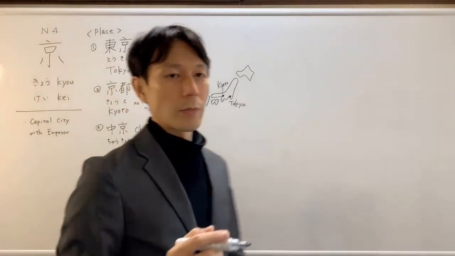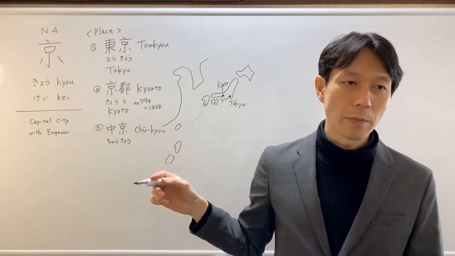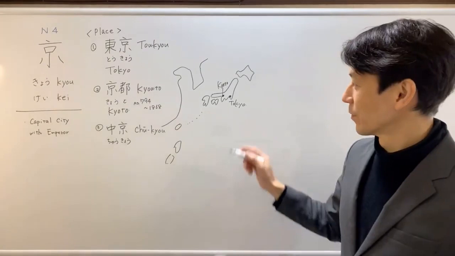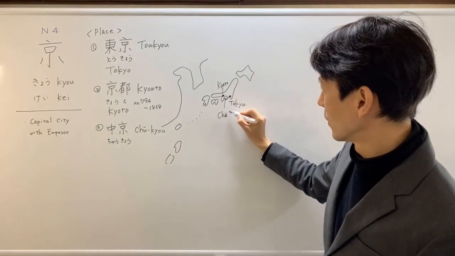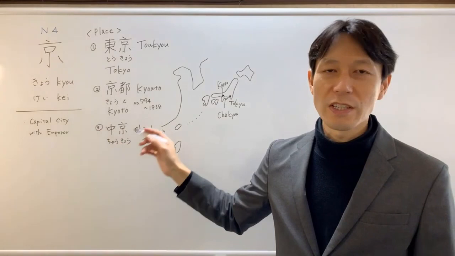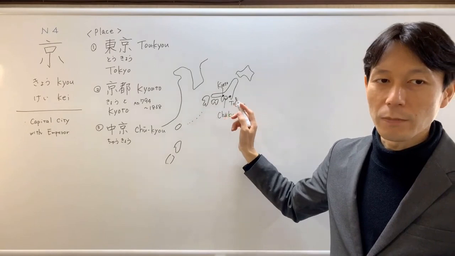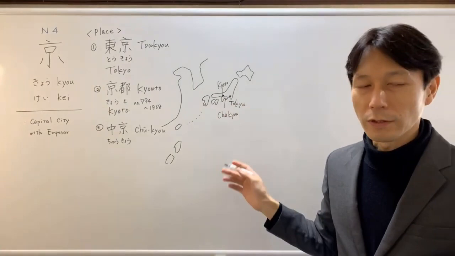Number three, Chukyo. Chukyo is Nagoya City and its environs area. Chukyo area. In this word, chu means in the middle, and since it is located between Kyoto and Tokyo, it means in the middle of the two kyo areas. Okay, and the next, number four.